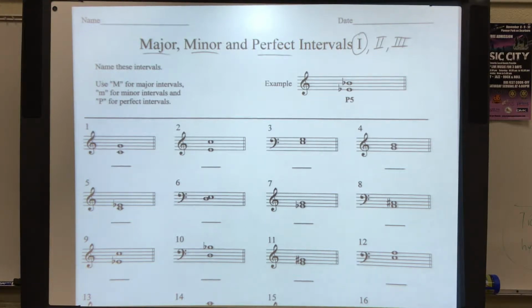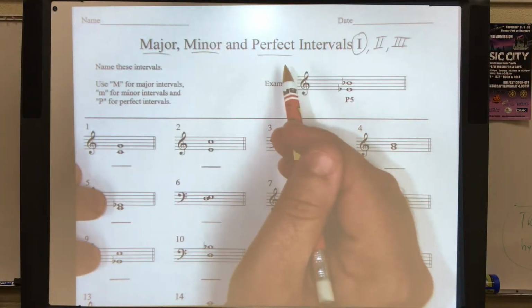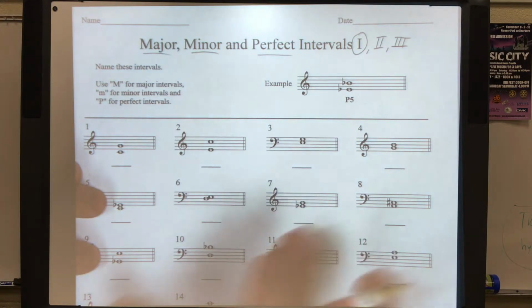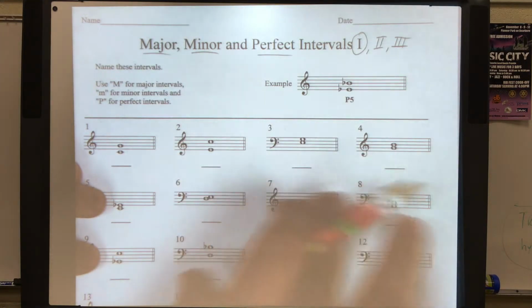Okay, today we're going to be focusing on major, minor, and perfect intervals based on what we've learned in our introduction worksheets. If you'll notice that it says major, minor, and perfect intervals at the top, that means the only intervals on these worksheets are going to be major, minor, and perfect intervals.